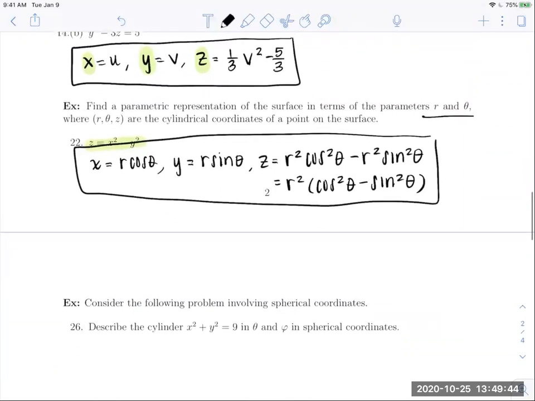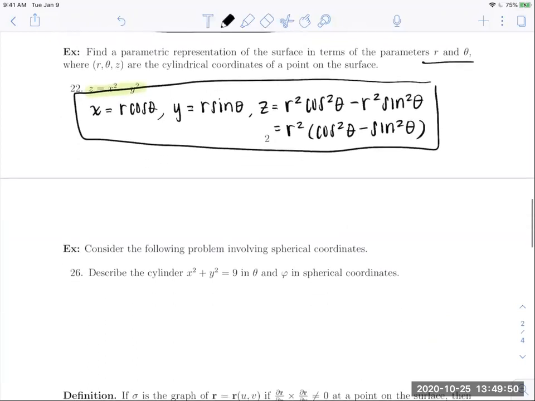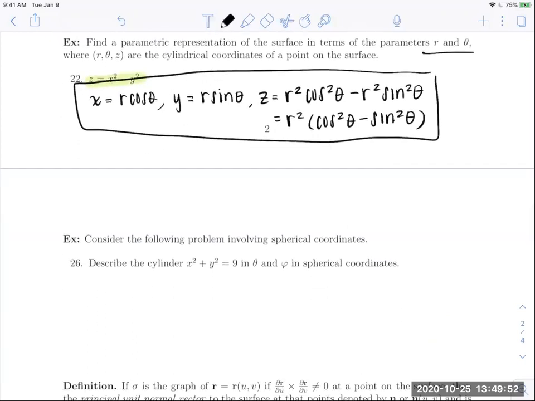And of course, we wouldn't like to leave out spherical coordinates here. So let's do an example that's utilizing spherical coordinates. All right, describe the cylinder x squared plus y squared equals 9 in theta and phi in spherical coordinates.